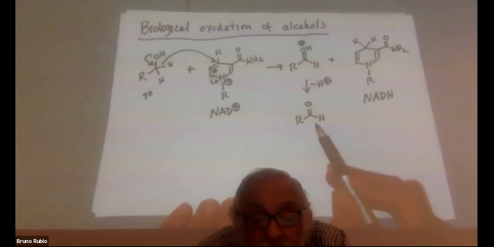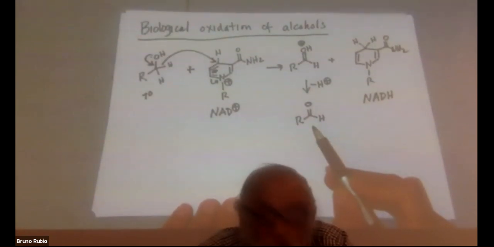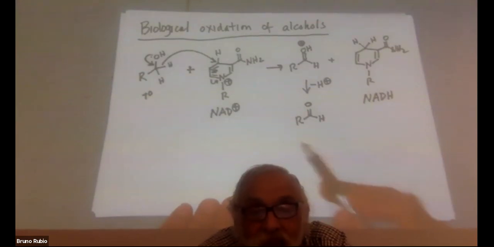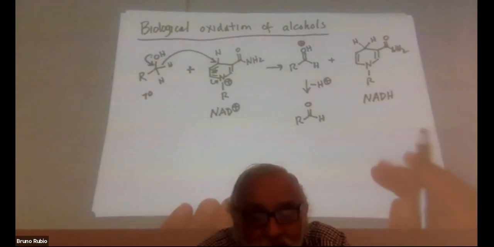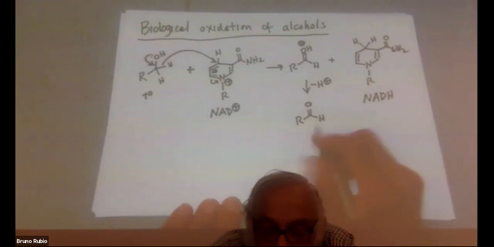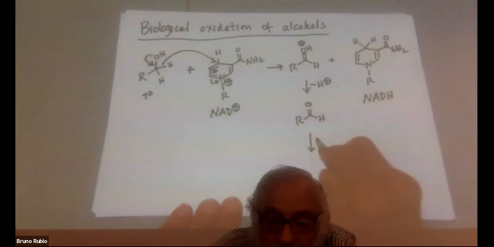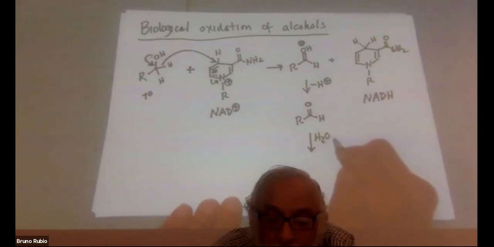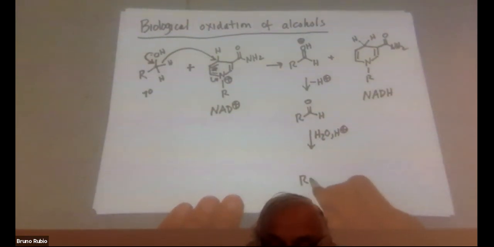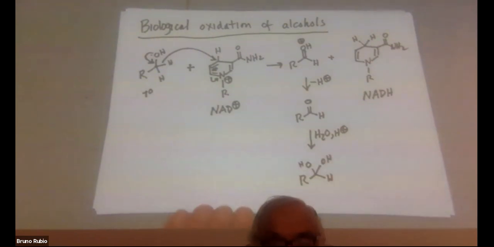Okay, so is there any water in the physiological system? Oh my heavens, yes. You're something like 85% water. Is there any acid in the physiological system? Yes. So this aldehyde, in a reaction we've seen before, reacts with water and acid to form that geminal diol, right? We saw this reaction when we were talking about Jones oxidation.